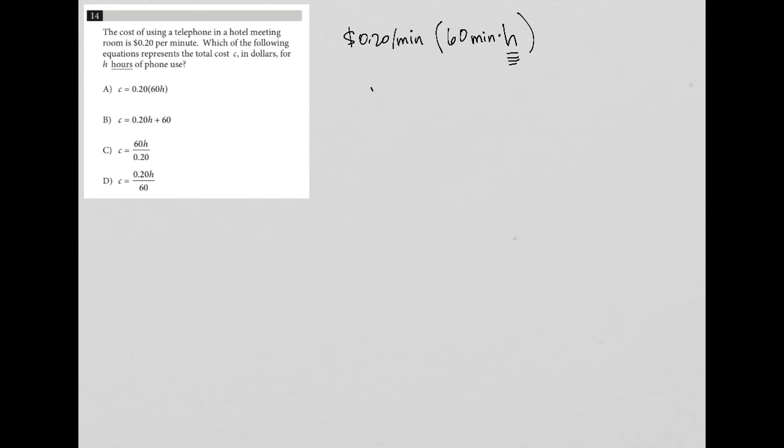So what I'm left with is that the total cost is equal to this 0.20, and again, the minutes will cross out here as well, times 60H. And when I look at my answer choices, that looks like it is choice A.